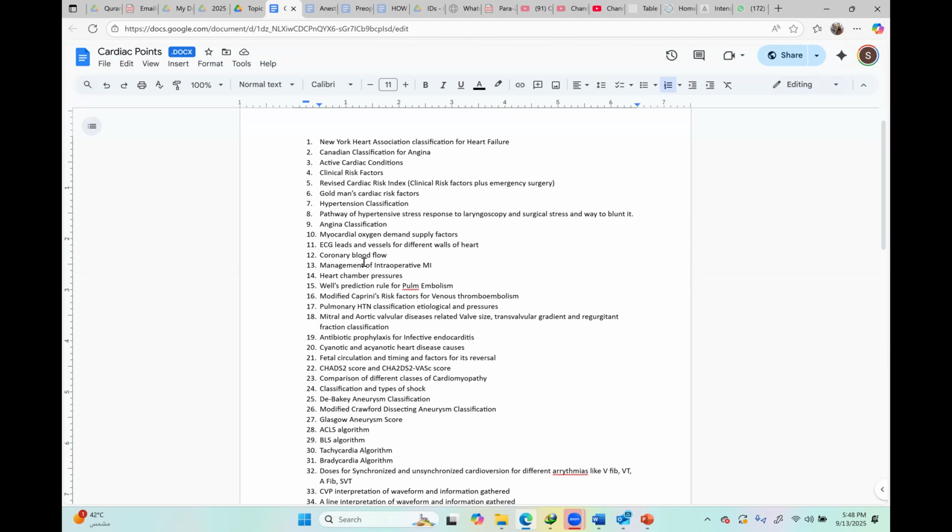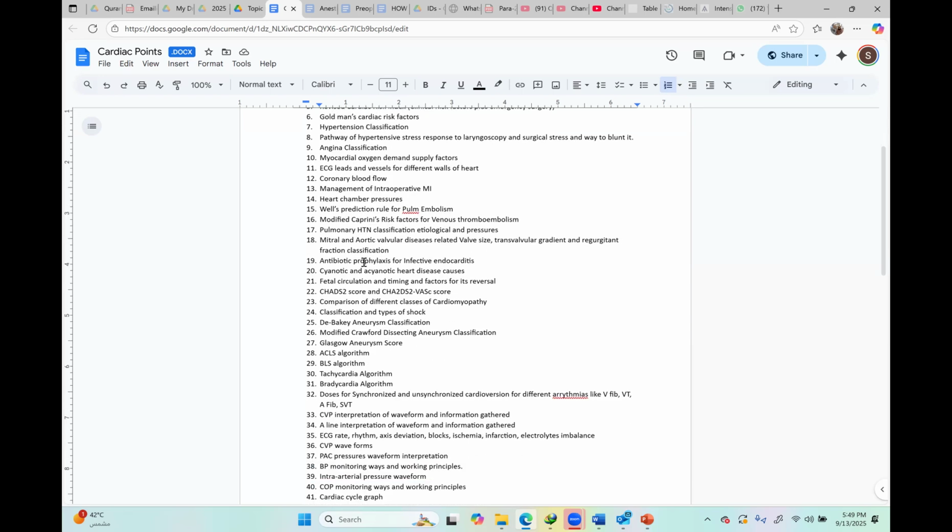Coronary blood flow: what are the vessels? What is right dominant versus left dominant? Coronary perfusion pressure, and how to calculate it. Also, usually the autoregulation is not pressure dependent. It is local mediated control, local metabolites. Okay.